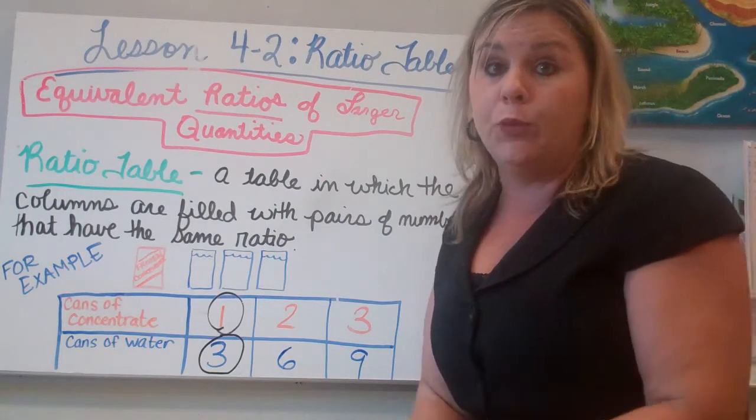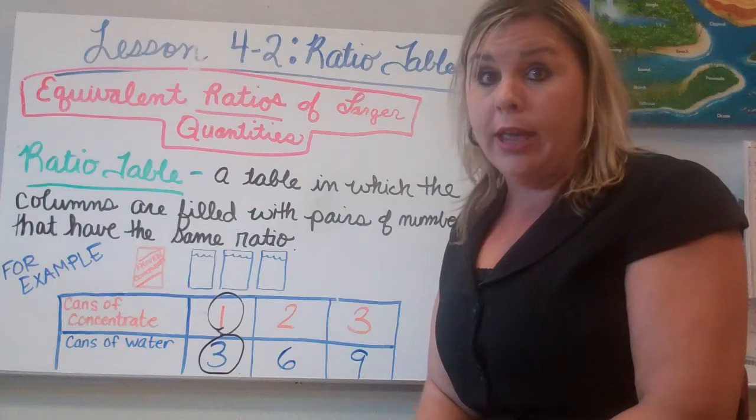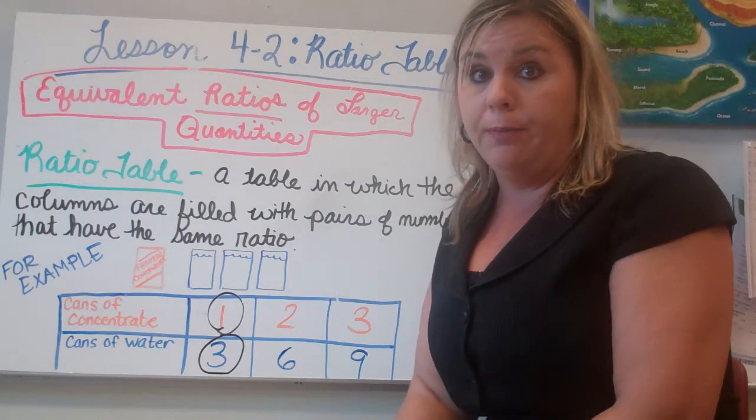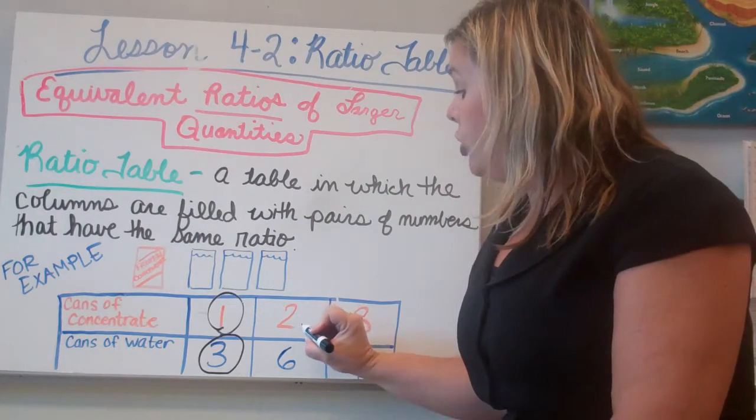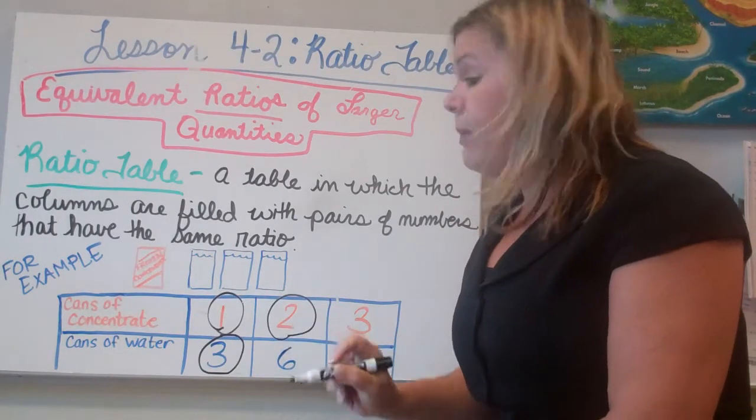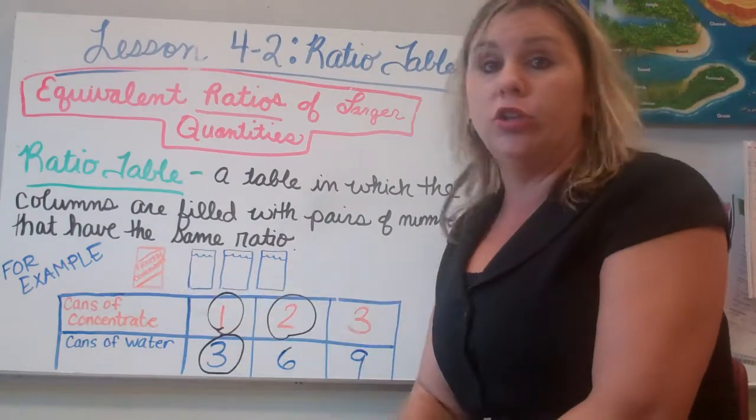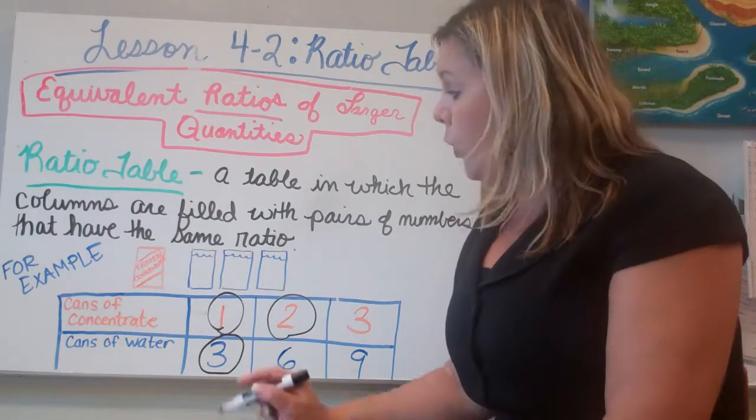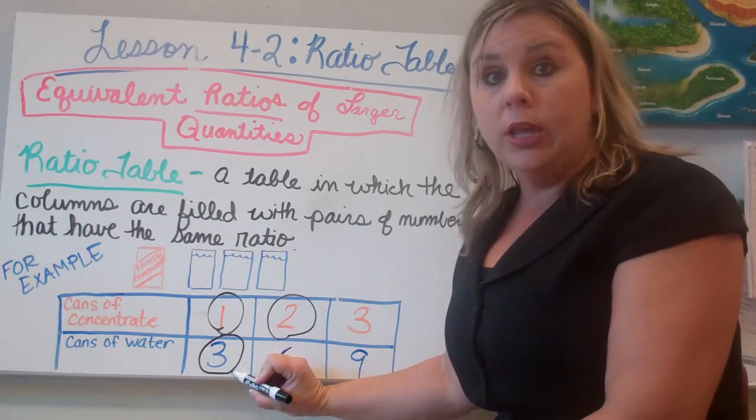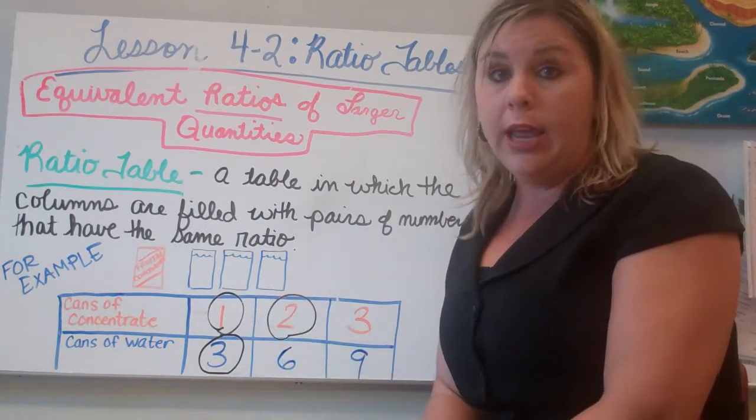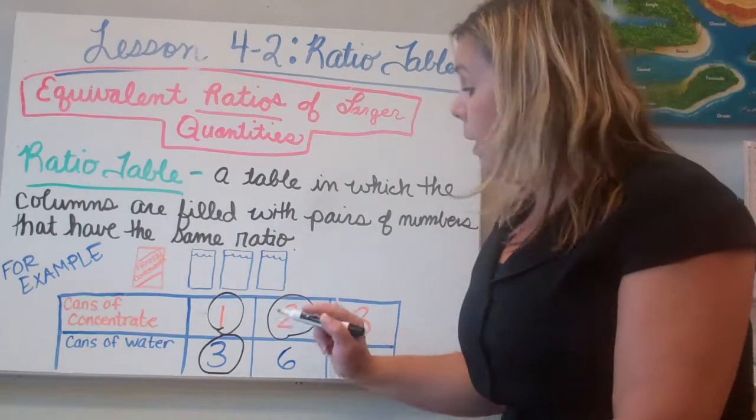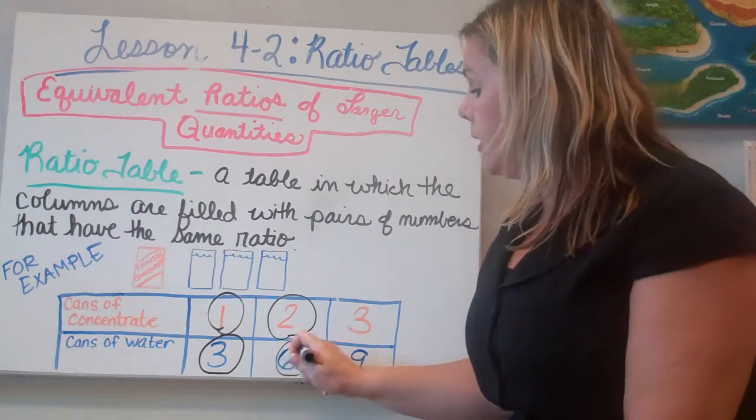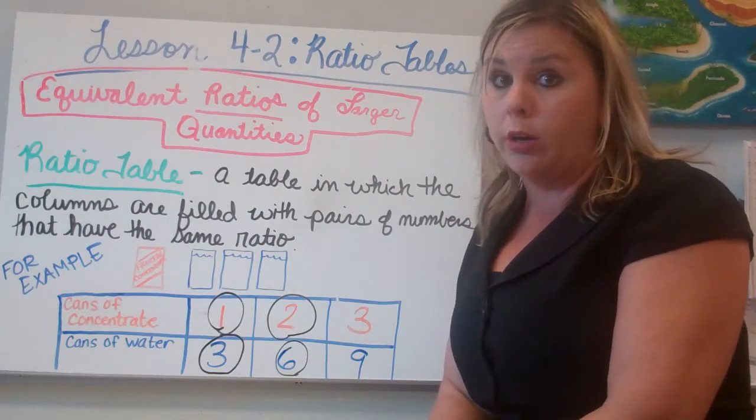Well, say we're inviting some friends over, and so we are making, obviously, more orange juice out of frozen concentrate. Well, we're going to go ahead and make 2 containers of frozen concentrate. Therefore, we're going to need more water. We needed 3 cans of cold water for 1 can of concentrate, but for 2 cans of concentrate, we're going to need 6 cans of cold water.